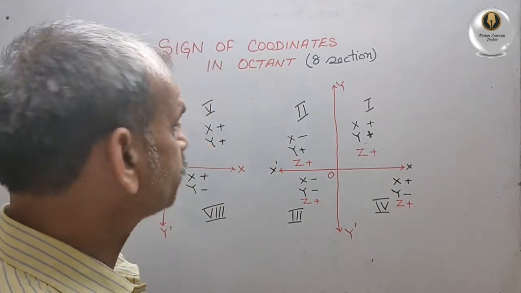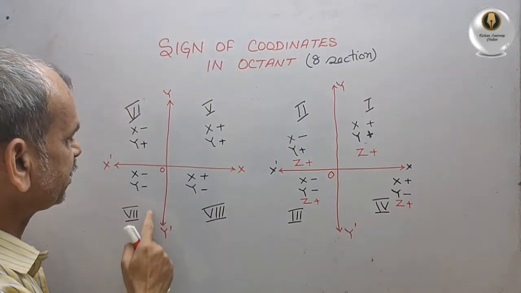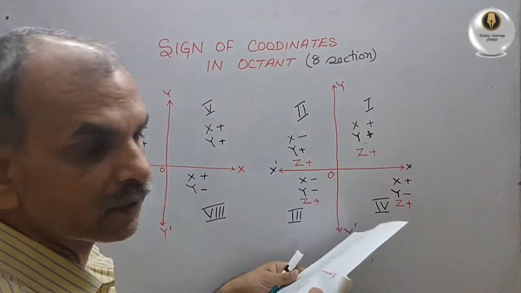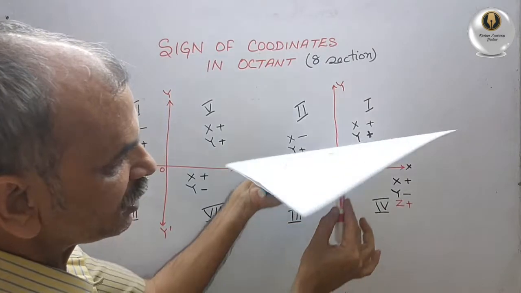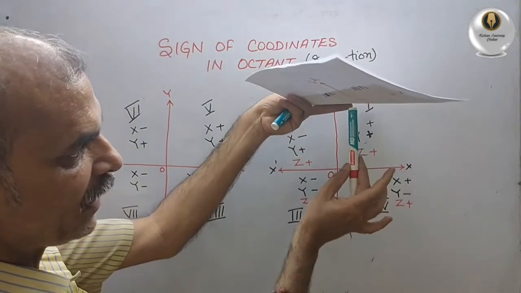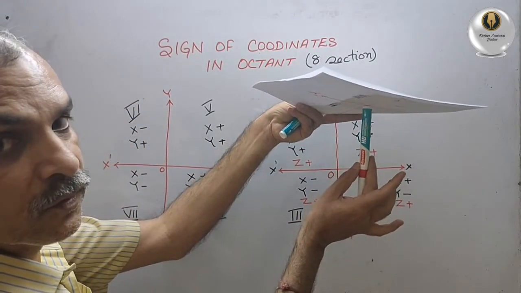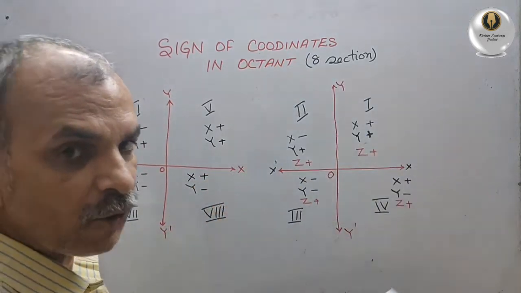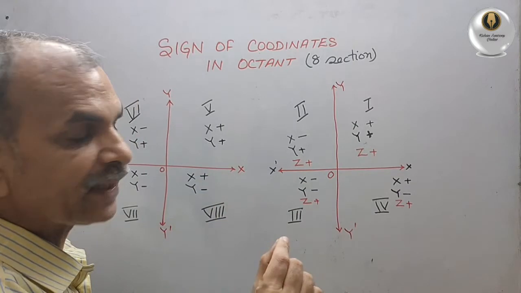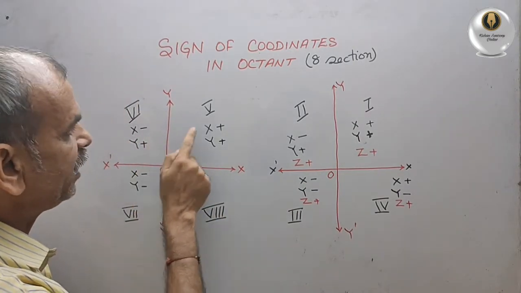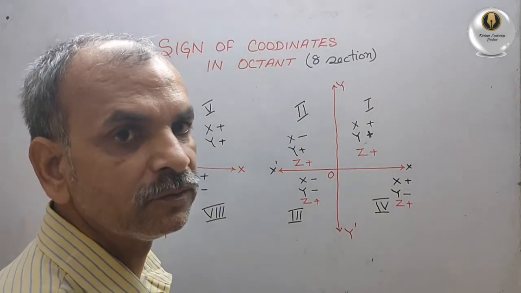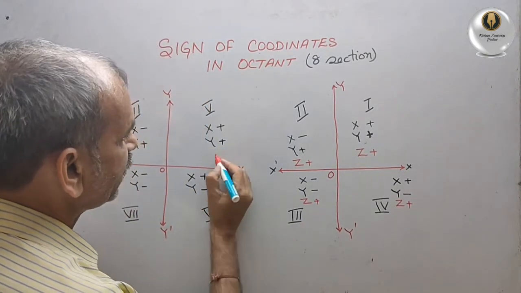Now if you come to 5th, 6th, 7th and 8th, they lie behind this, and the axis is lying downward like this. So now it will go towards the negative side. So z-axis everywhere in 5th, 6th, 7th and 8th should be negative. So z is negative.